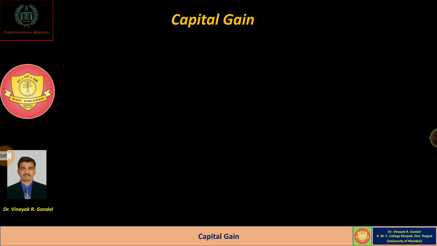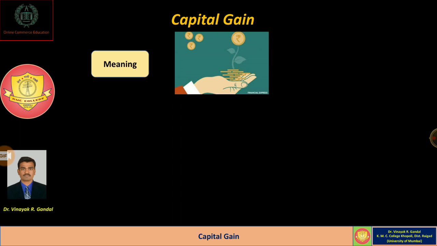Okay, so first of all we have to learn about the meaning of capital gain. The question arises, what is actually capital gain and how is it chargeable to tax? So dear students, capital gain means any profit or gain arising from the transfer of a capital asset. It is treated as income of the previous year in which the transfer takes place.